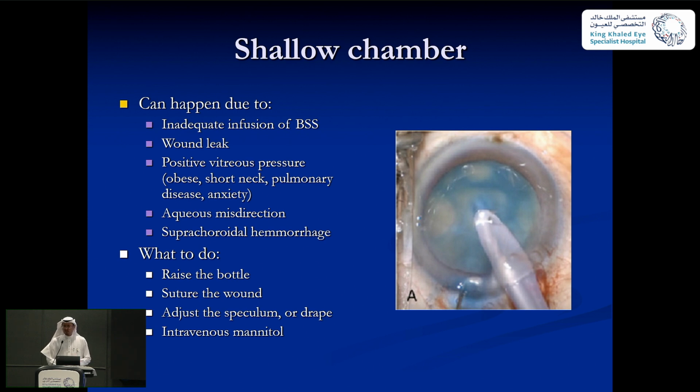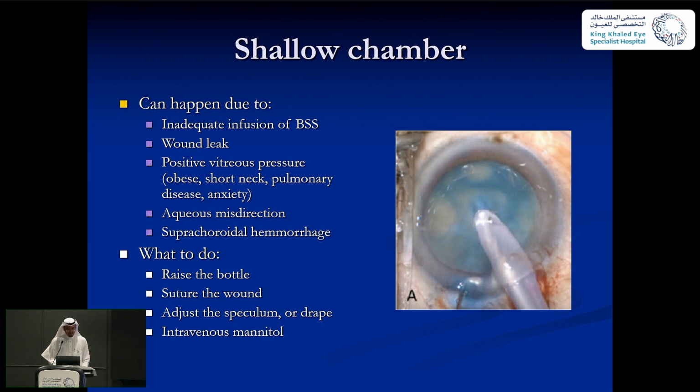Suprachoroidal hemorrhage, usually this is what happens. There will be dimming of the reflex, everything trying to come out, so you have to close. So what to do? Raise the bottle, suture the wound. If there is any, adjust the speculum. Sometimes the speculum is the thing. If we didn't cut the drape properly and we put the speculum, it will be pushing on the eye. So addressing these issues is as important as the phaco steps in order to achieve the best results.